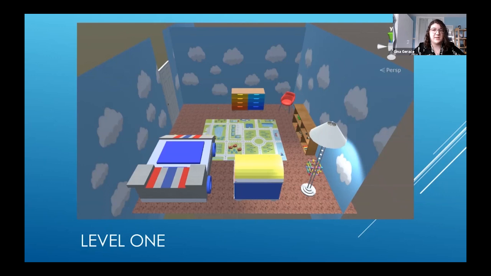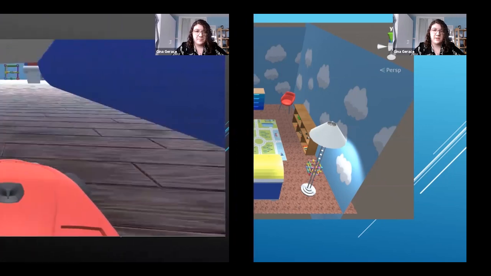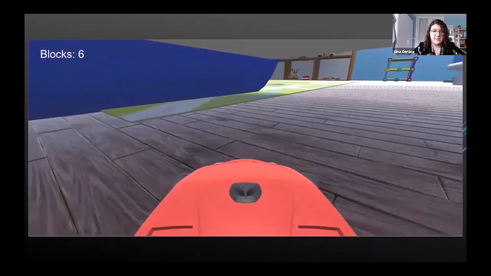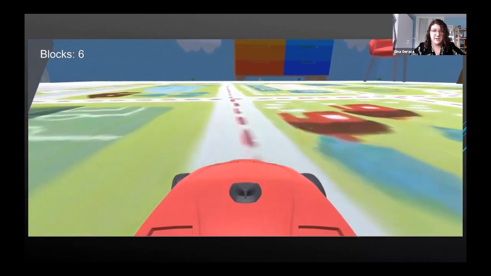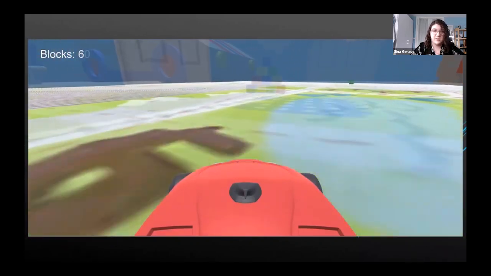I spent a lot of time on this level because I really wanted to create a fun and playful environment. Since the player is a toy car, I wanted them to really be immersed in this kid's room world for the start of the game. So the task of collecting blocks is not that difficult, but I wanted the player to take the time to explore the environment and get used to the perspective of the toy car.